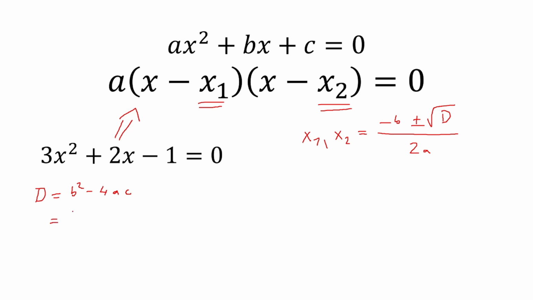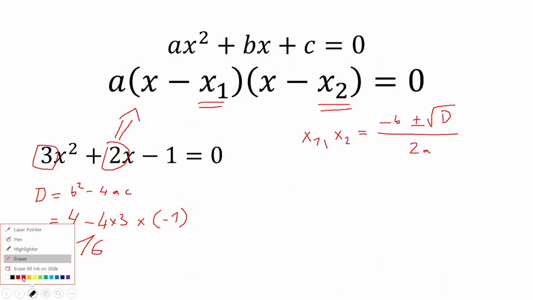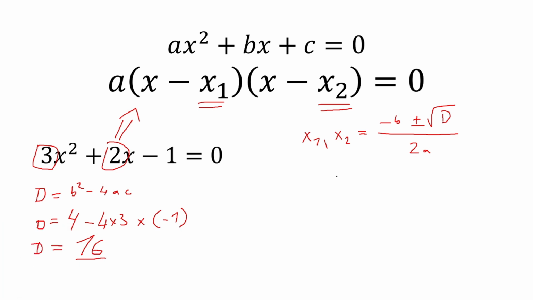So 2 squared, that's 4, because b is 2, so that's 2 to the power of 2, that's 4, minus 4 times a, which will be in this case 3. So that's negative 4 times 3 times c, which is negative 1. And after that, that's negative 12, that's positive 12, so that would be equal to 16. So the discriminant would be equal to 16, just like so. And now that we have that, we can just plug that into our equation right over here.